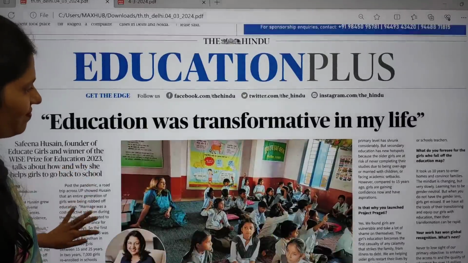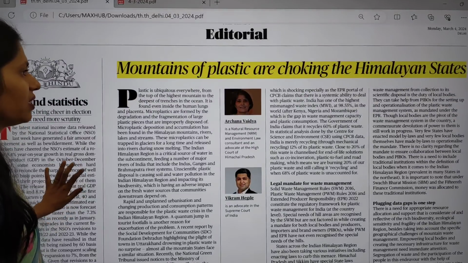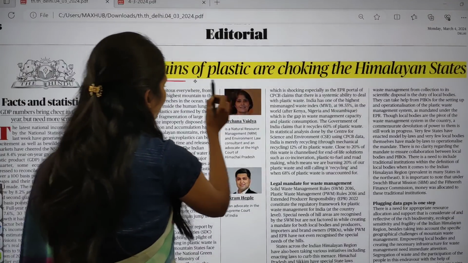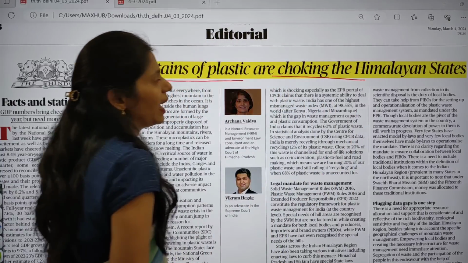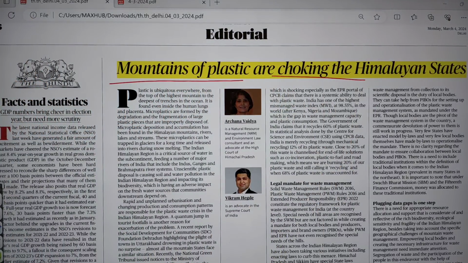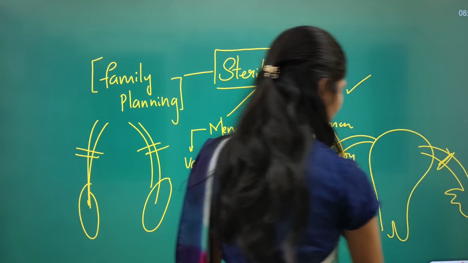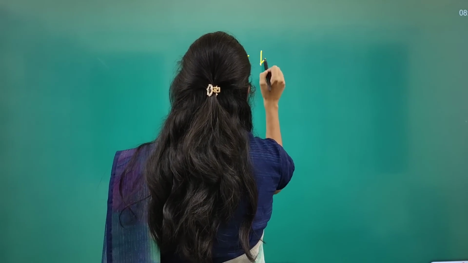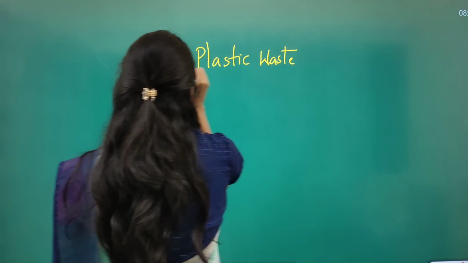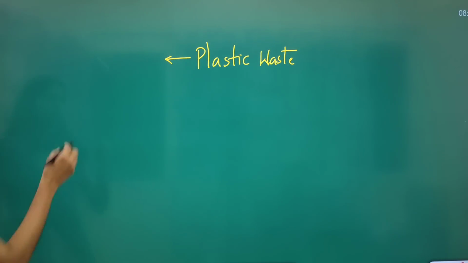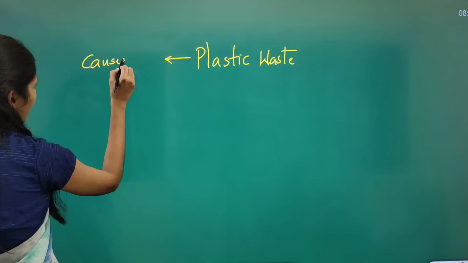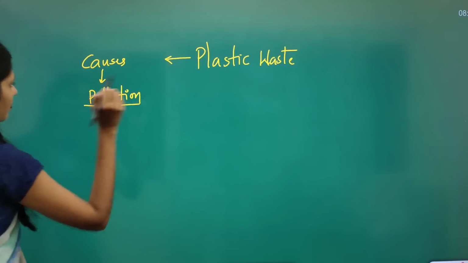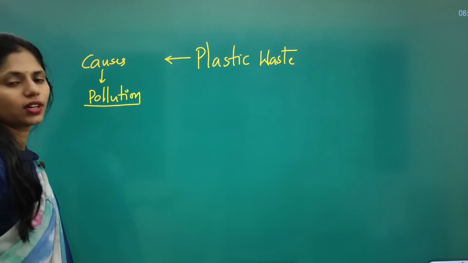editorial page. In the editorial page you have a good number of articles. The first important article is about mountains of plastic choking the Himalayan states. So this article is talking about plastic waste. Okay, it is talking about what? Plastic waste. So what are the dimensions you have to see? You have to see what are the causes for this plastic pollution. So what are the causes or the reasons?